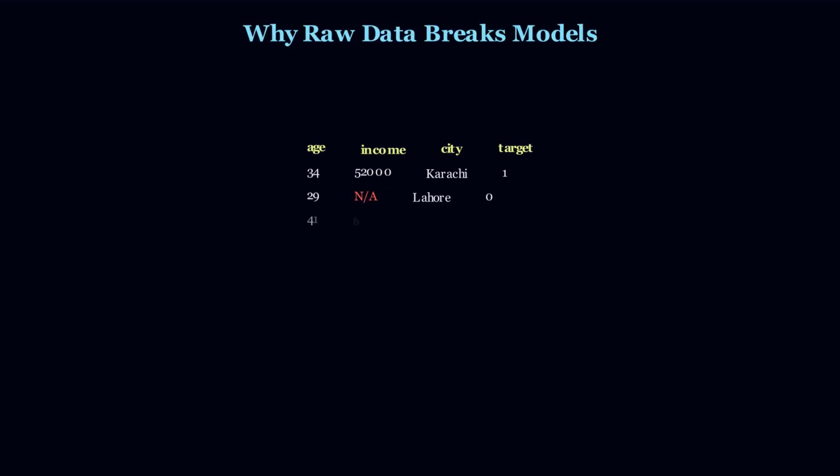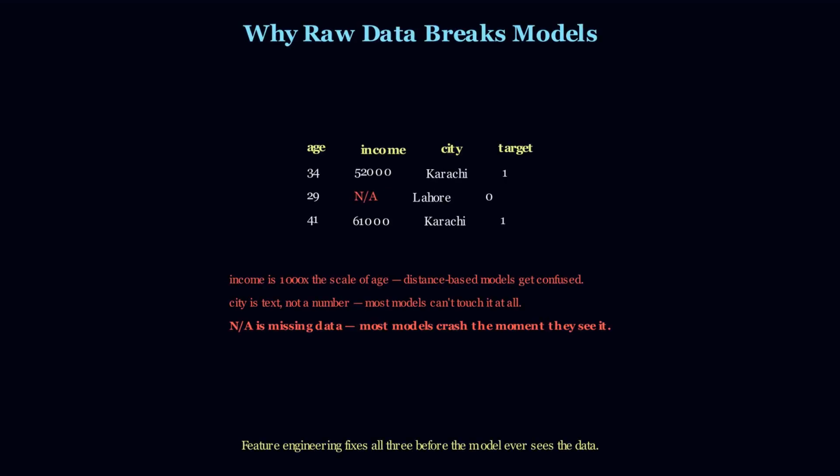Here's a tiny slice of a real dataset. Income is 1,000 times the scale of age. Distance-based models get confused by that instantly. City is text. Most models can't touch text at all. And this n/a missing data crashes most models on contact. Feature engineering fixes all three before the model ever sees it.